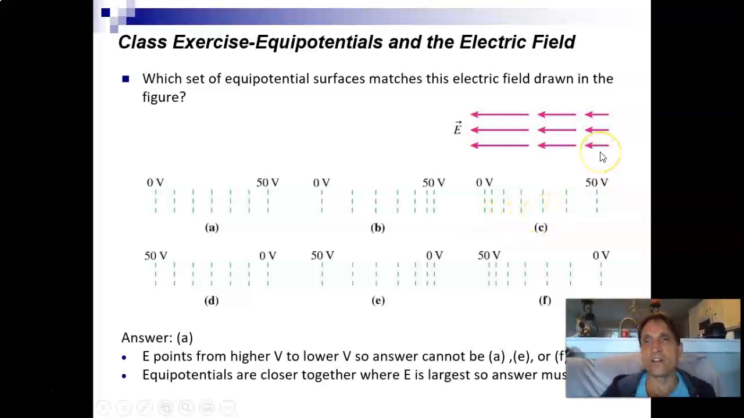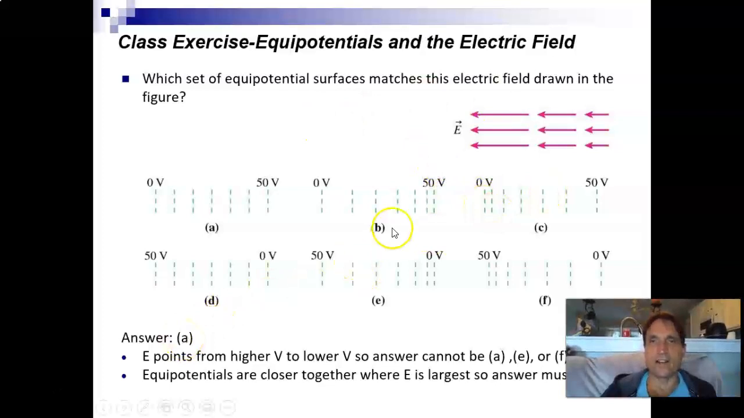What do we notice here? The electric field is strongest to the right, and it's weakest to the left. Now, remember, the electric field is strongest where the equipotentials are closest together. So it should be C.